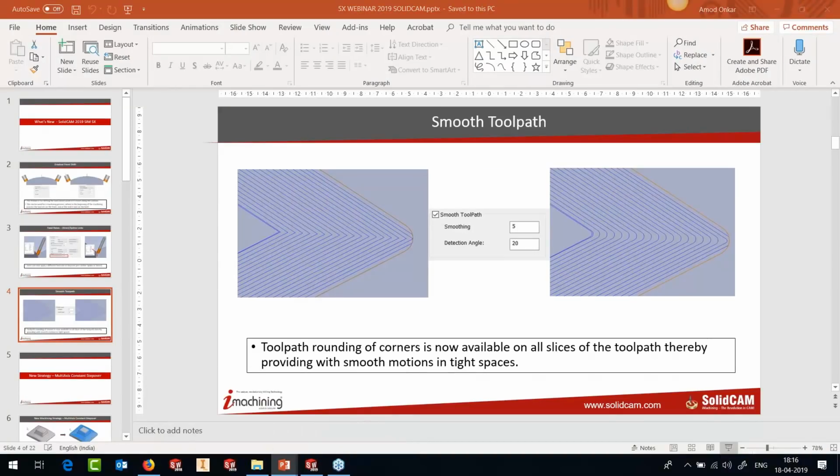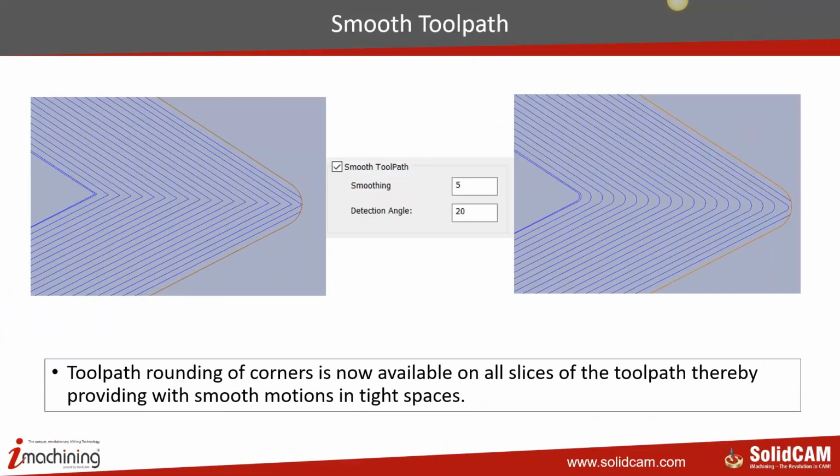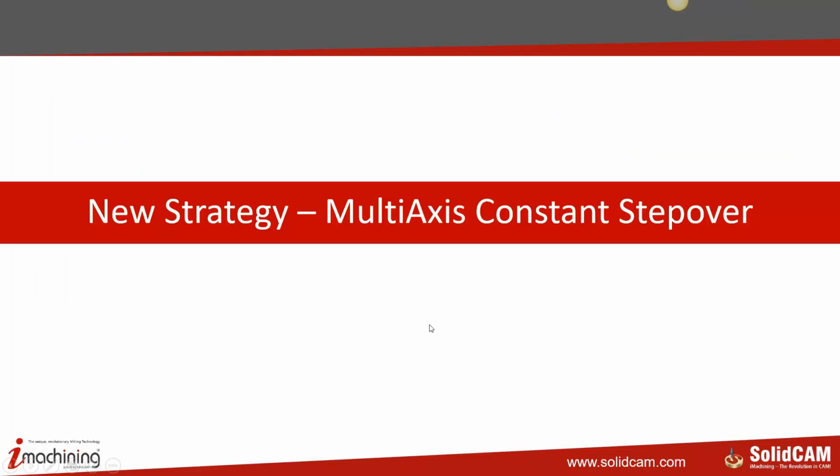So we have 3 small, significant improvements. And then we introduced a new toolpath strategy. It's called MultiAxis Constant Stepover.